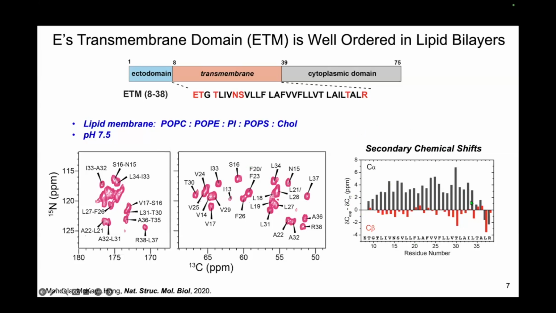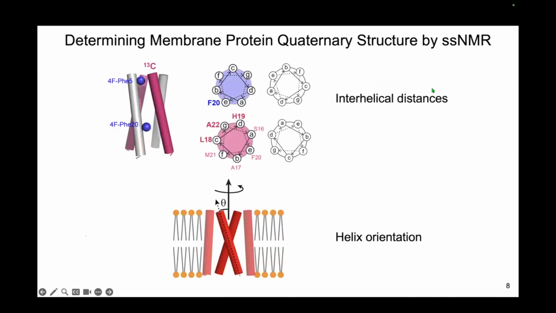And what these chemical shifts tell you is that the transmembrane domain is largely alpha helical, except at the very end near that arginine, where there are a few residues that are more disordered. And so this defines the basic backbone conformation of the protein. And the fact that the line width is so narrow also tells you that the E transmembrane domain is very well ordered in phospholipid bilayers.